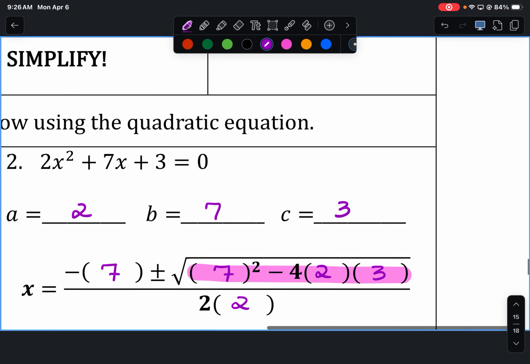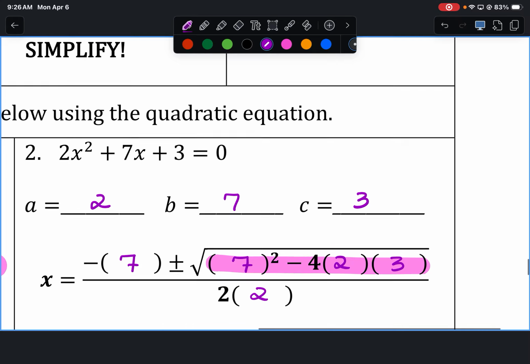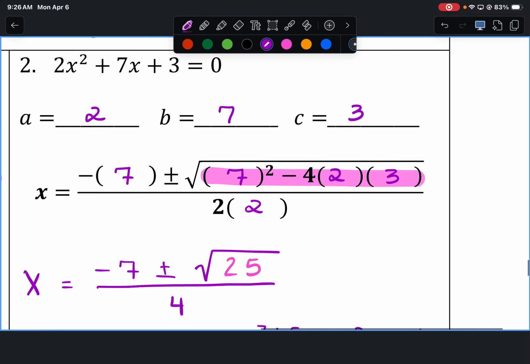What can go into both 4 and 6? 2. What is 4 divided by 2? 6 divided by 2? 3. So we get 2/3. Then we're going to do -7 minus 11 divided by 6. What is -7 minus 11? What is -18 divided by 6? -3. So our solution here is x is equal to -3, 2/3.